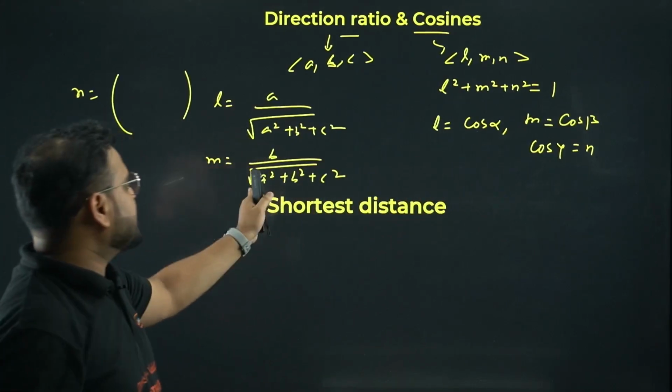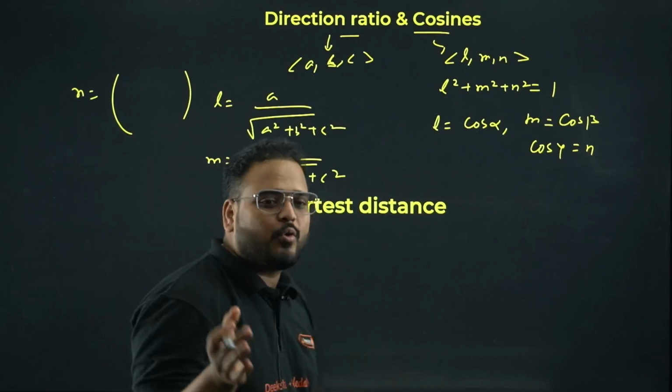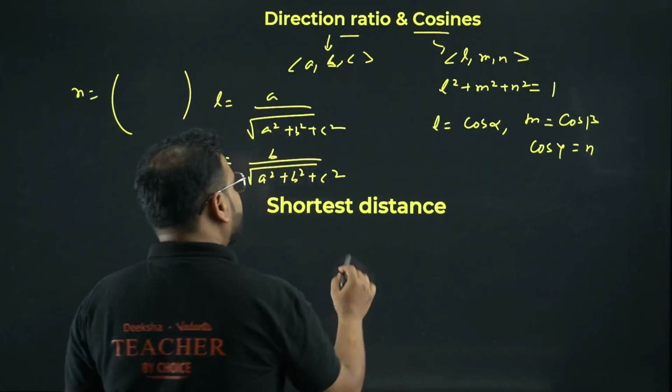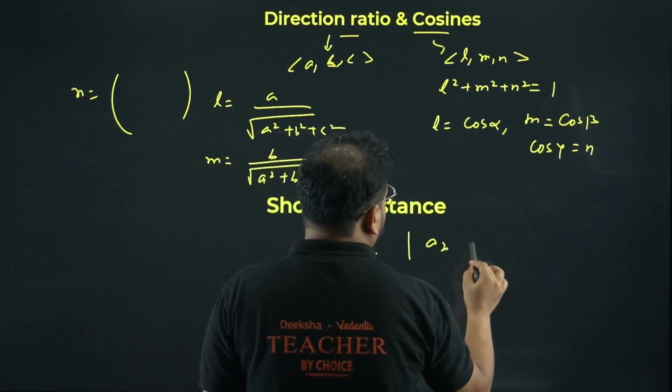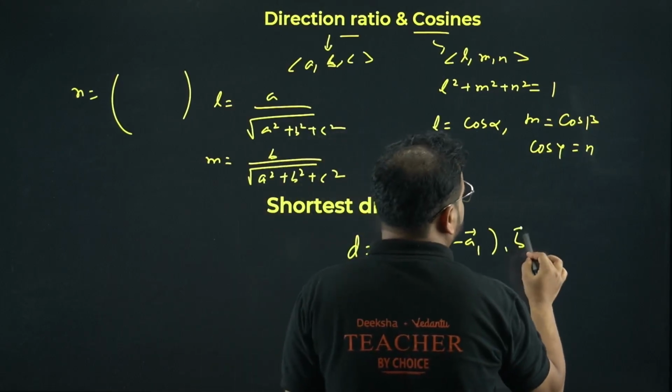C upon A square plus B square plus C square. Looking for shortest distance, you don't have to know both the vector and the Cartesian form. Just remember one of them, that will be good enough for all of it. Right here, (A2 minus A1) dot with B.